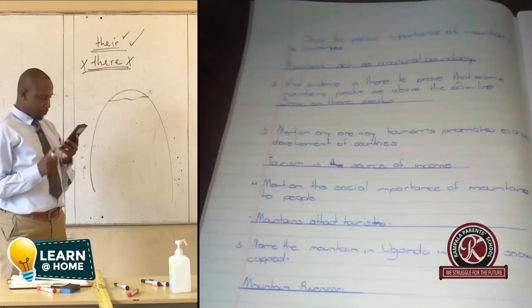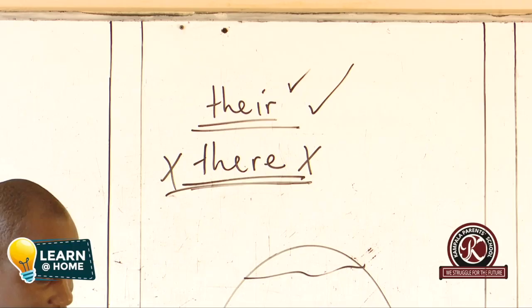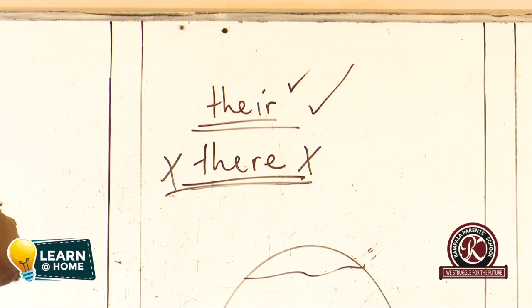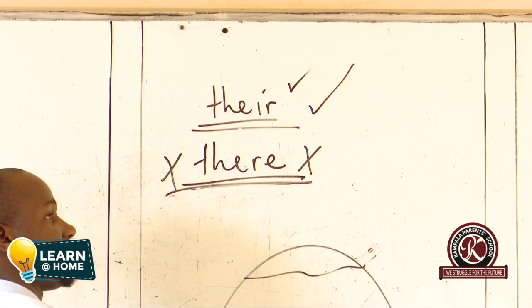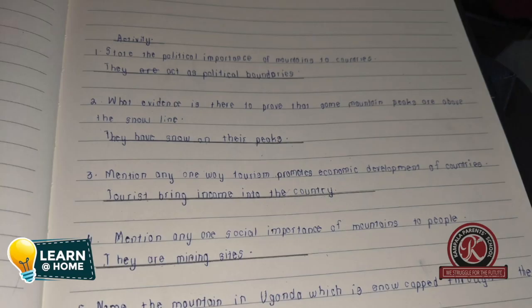Also, we have Emanuela Andu Go from Namuwaya Education Center. Still, the problem was the same. Use this in the name of a place. But this one here, their peaks, meaning the peaks belong to those mountains that cross the snow line.